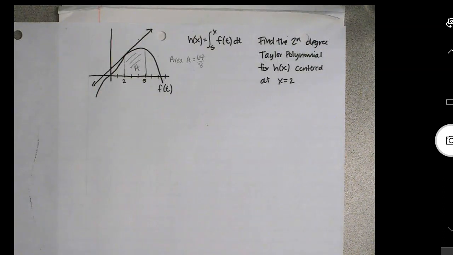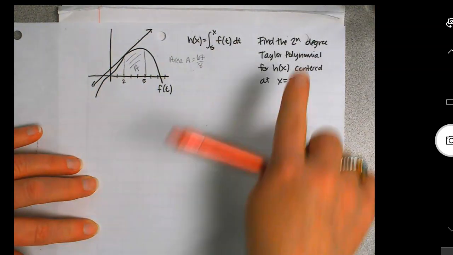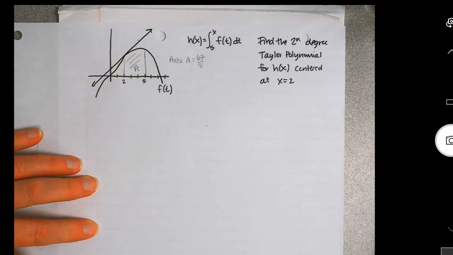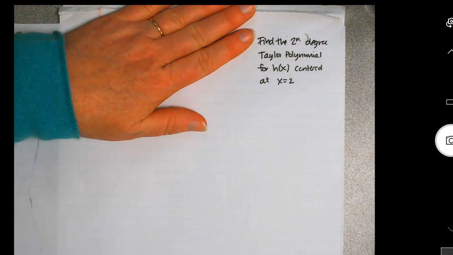All right, so find the second degree Taylor polynomial for h of x centered at x equals 2. I punched out the D part, so it's not there, but it really is there. So if we didn't know any of this, what would we do to find the second degree Taylor polynomial? Like what stuff would we need?